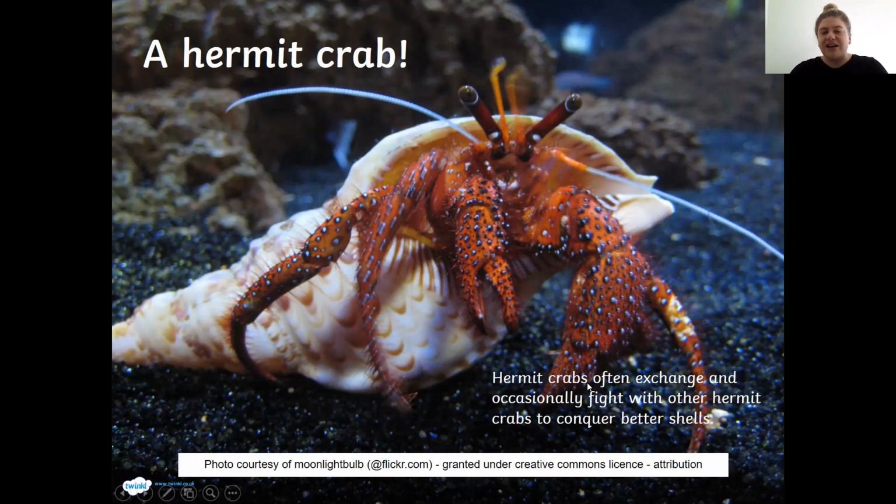And it says hermit crabs often exchange. So to exchange means to swap. So hermit crabs often swap shells with other hermit crabs to get a better one. So if a crab is growing and they're in a small shell, they're going to need a bigger shell. And often they swap shells with each other. And sometimes they fight for their shells. They might fight each other.